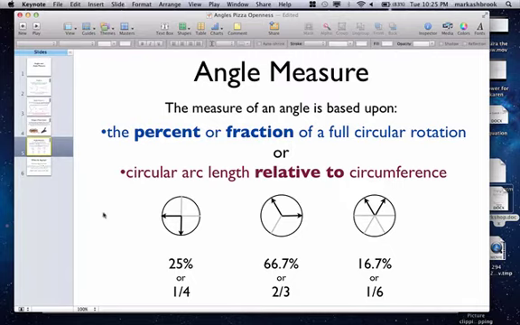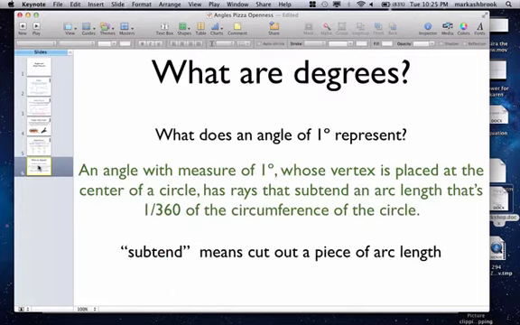From there we asked, okay, in light of this basis for measuring angle, then what is a degree? And we said it's basically that a 1 degree angle, if its vertex is placed in the center of the circle, will subtend 1/360th of the circumference. And we defined subtend as meaning cutting out a piece of arc length by its 2 rays.